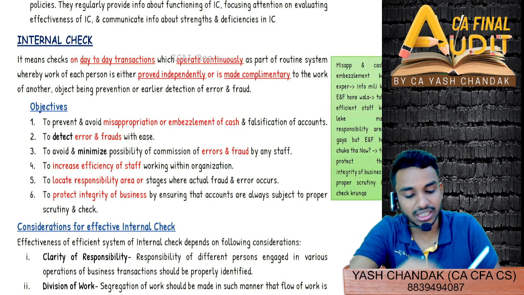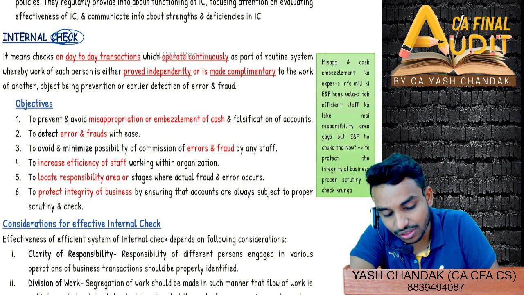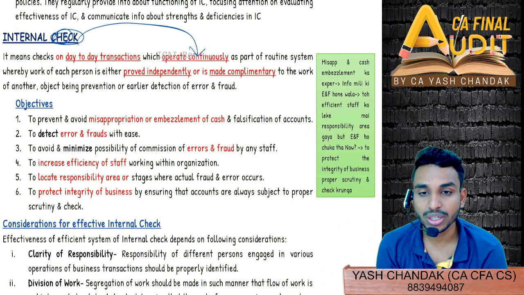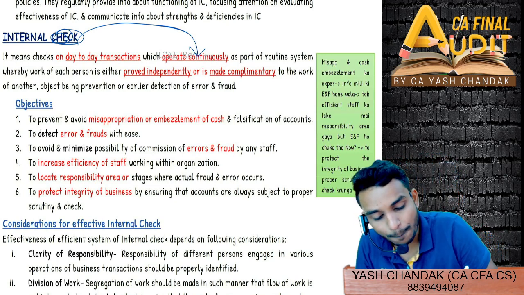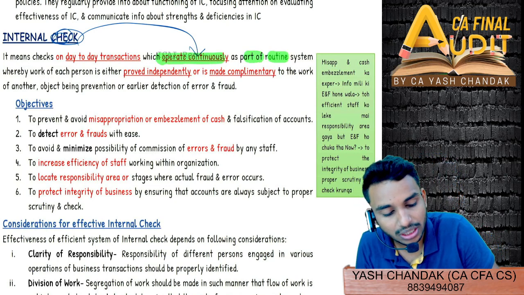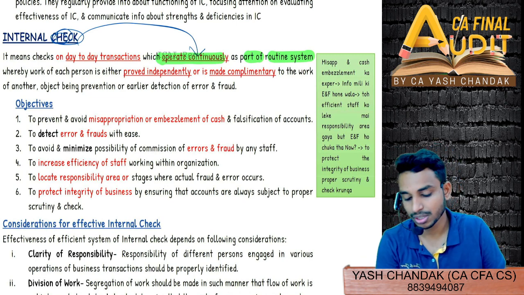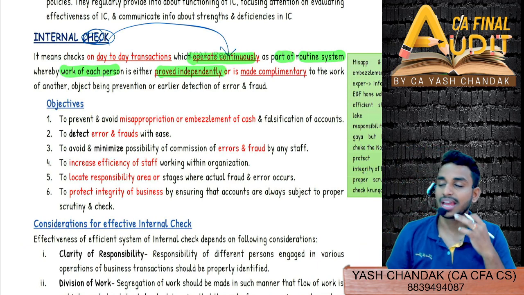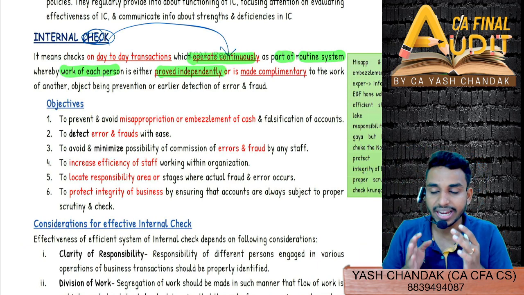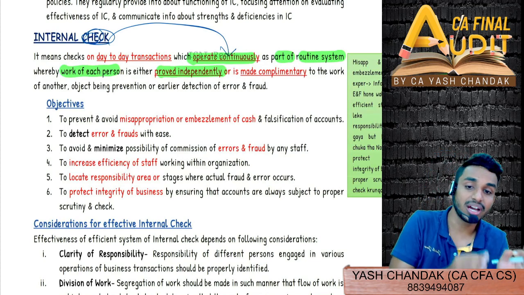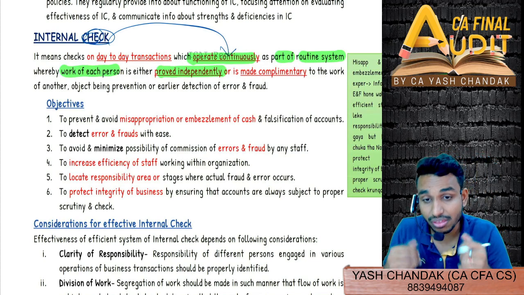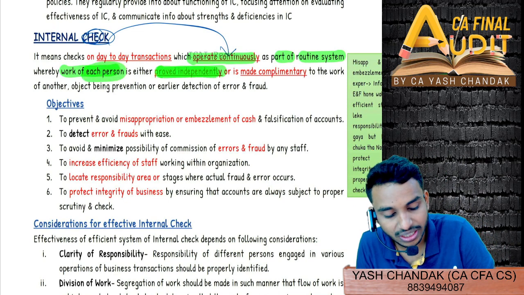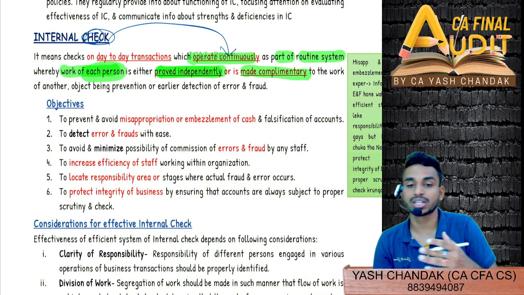transactions, and operating continuously. That means what? Internal check has to be operating continuously, just like your mother. Continuously she comes. So it means checks on day-to-day transactions which operate continuously as a part of routine system whereby work of each person is either proved independently. Now here lies the main point, the crux, that each and every person's work has to be checked upon by another person. So whereby work of each person is either proved independently or is made complementary to the work of another.